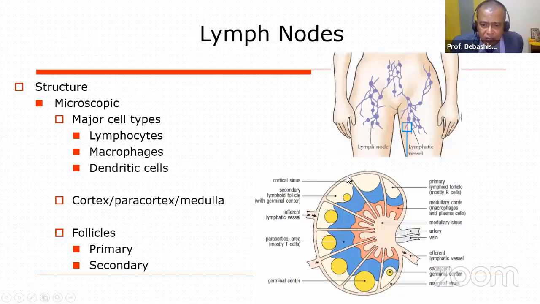Now from the capsule you can see we have the sinuses: the cortical sinus, the marginal sinus, and the medullary sinus. We also have the artery and the vein, as well as the efferent and the afferent lymphatic vessels. So this is the overall gross structure of lymph nodes.